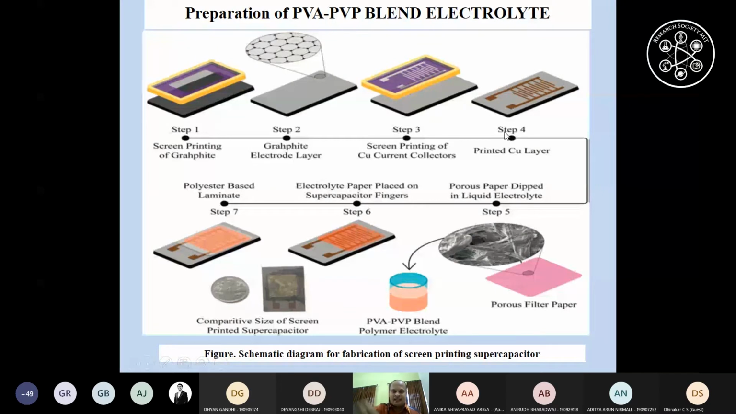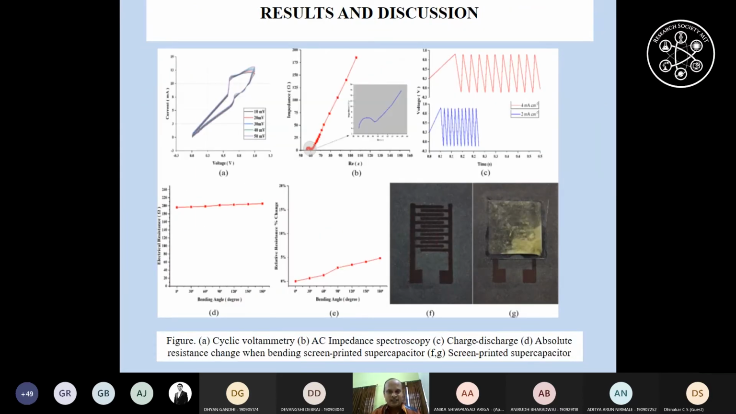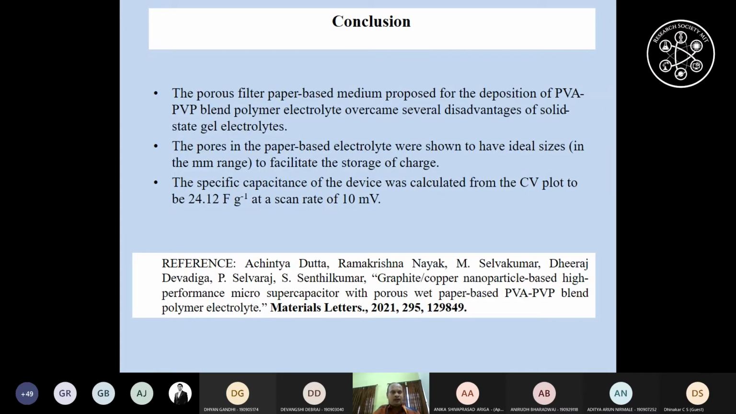Then we immerse it in the blend polymer electrolyte, just dip it and take it out. Once you dip and take it out, you get it like this. So this is the anode and cathode, just connected to the potentiostat. You get the cyclic voltammetry, AC impedance resistance of the sample, and charge-discharge, everything we get. So this is a result, right? And this paper, 2021.